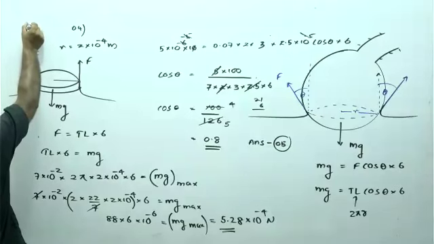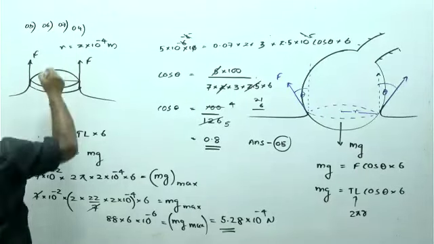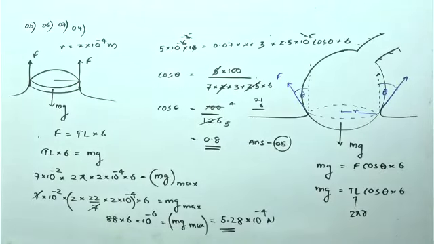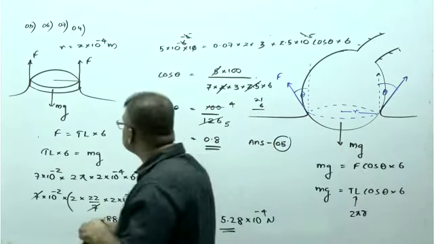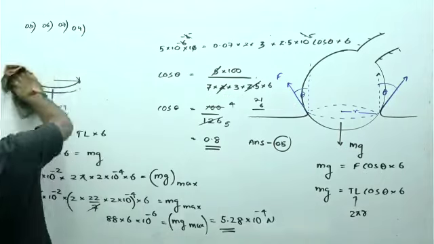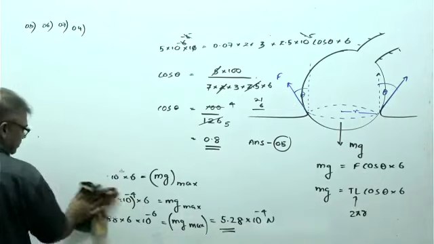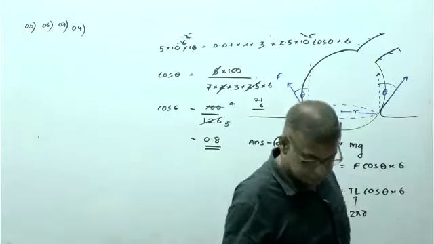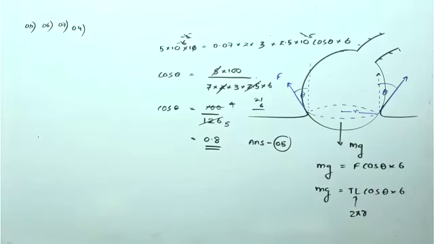We need question number 5, 6, and 7. Right, number 5, number 6, and number 7. Can we complete them within 3 minutes?